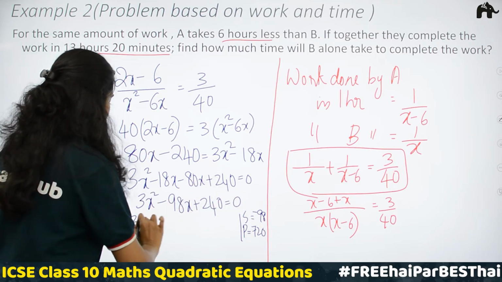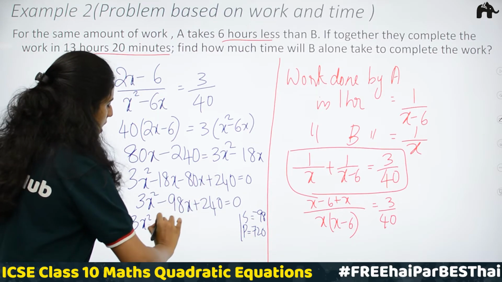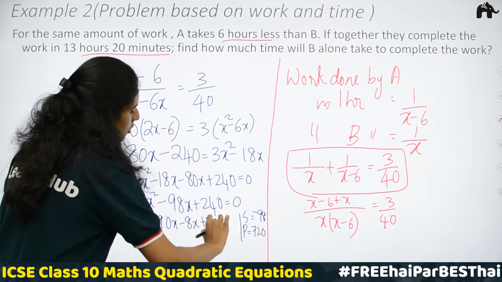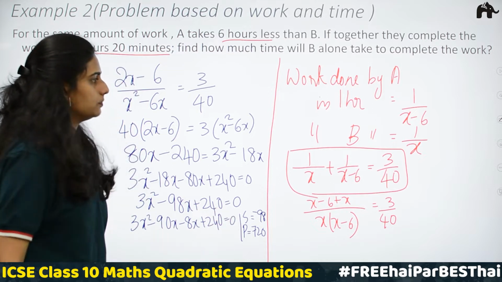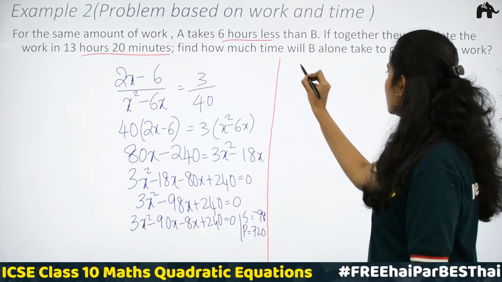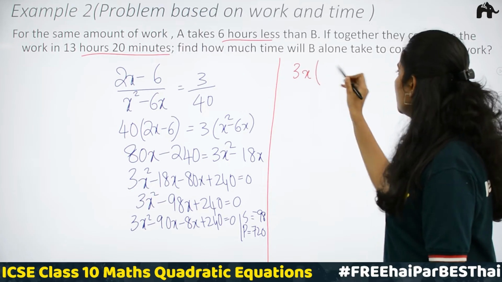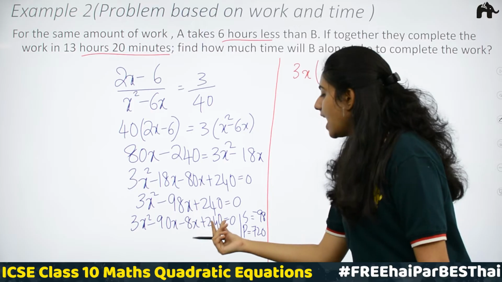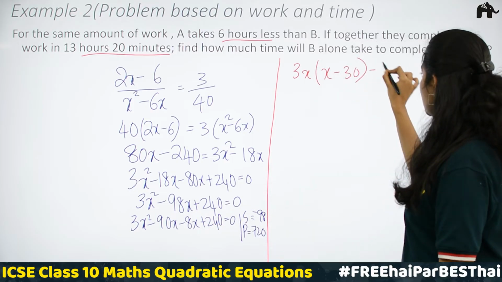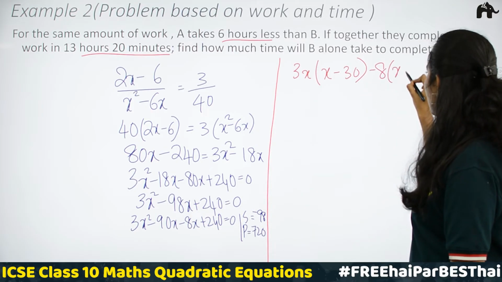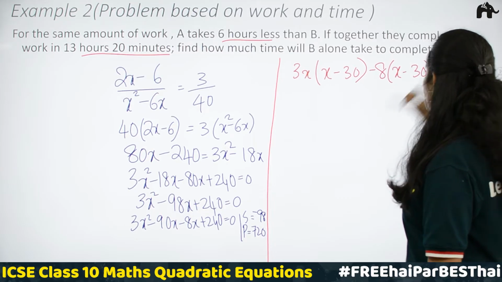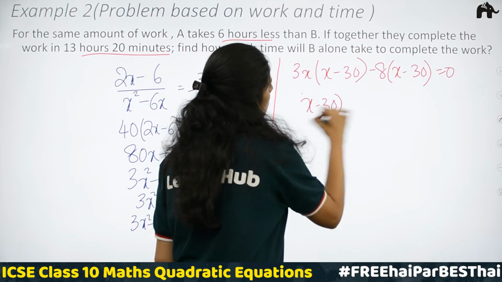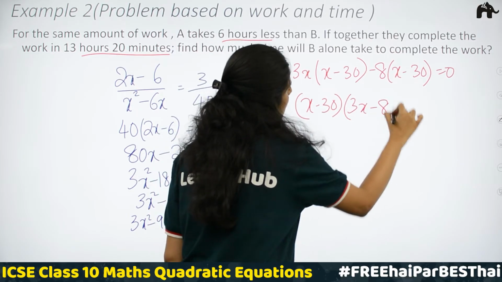This can be written as 3x square, now splitting the middle term, minus 90x minus 8x plus 240 is equal to 0. Taking common from here, 3x can be taken out. Remaining we have x minus 30. From minus 8x and 240, minus 8 can be taken out. Remaining we have x minus 30. That is equal to 0. Or x minus 30 into 3x minus 8 is equal to 0.